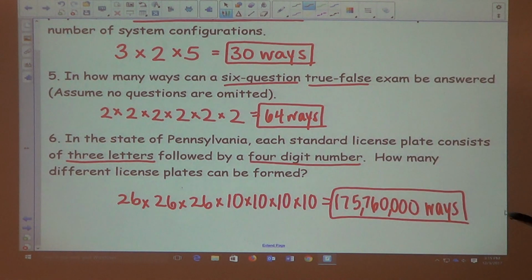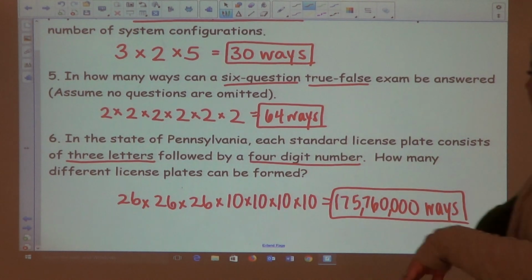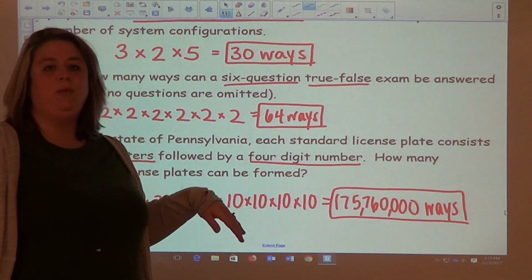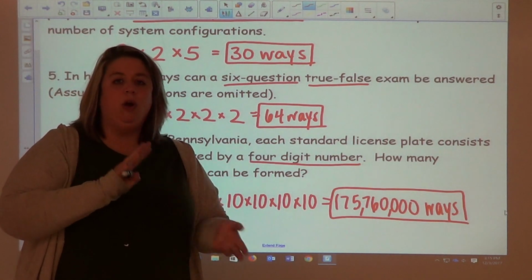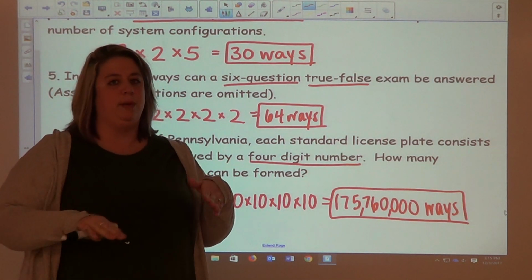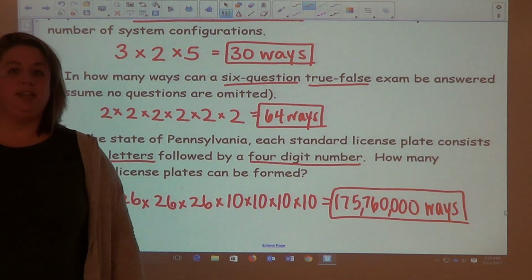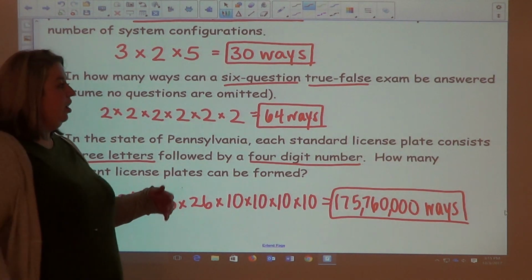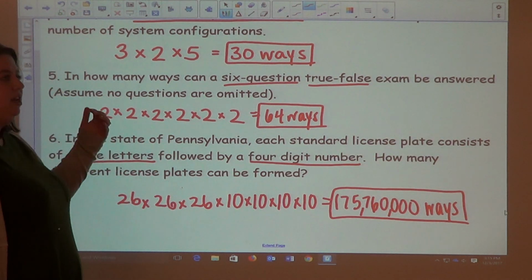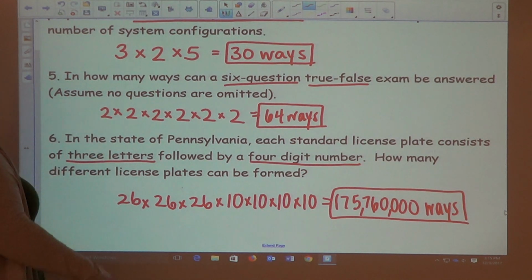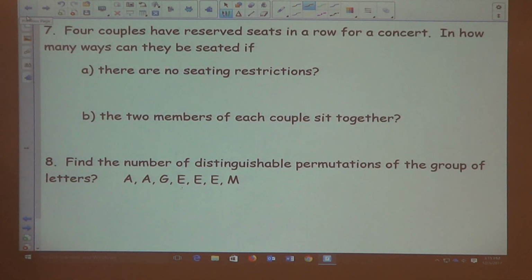Okay, so there's 175,760,000 different license plates that Pennsylvania can use if they use the same method for every standard license plate. Okay, if you notice, we still haven't gotten to anything where we're using the nPr or the nCr. We haven't even talked about permutations or combinations. Everything is still counting. If you can count, it's a lot easier. And that's what a lot of this will be anyways. It's just the counting to figure out your different ways. Okay? Do a couple more.